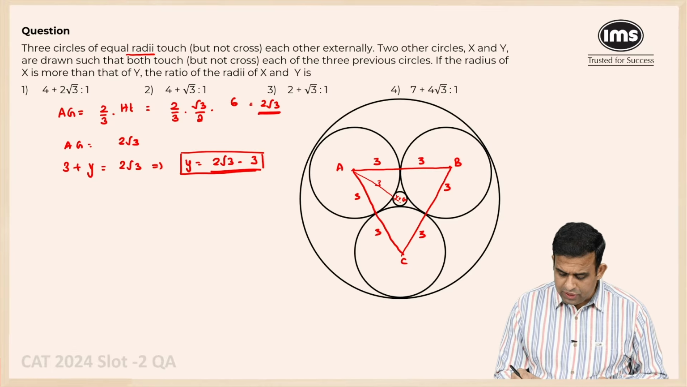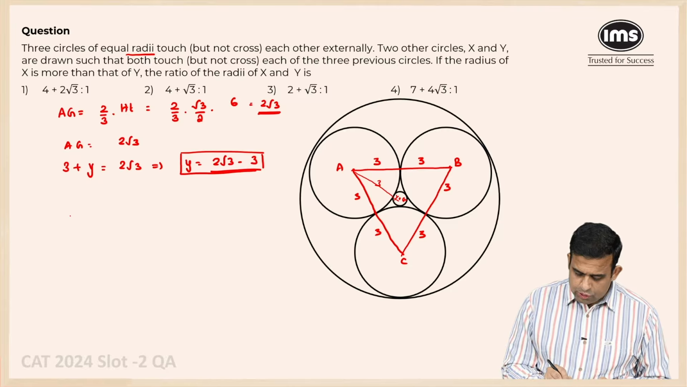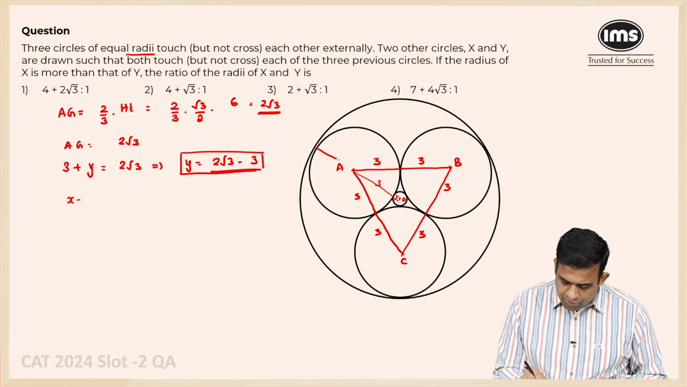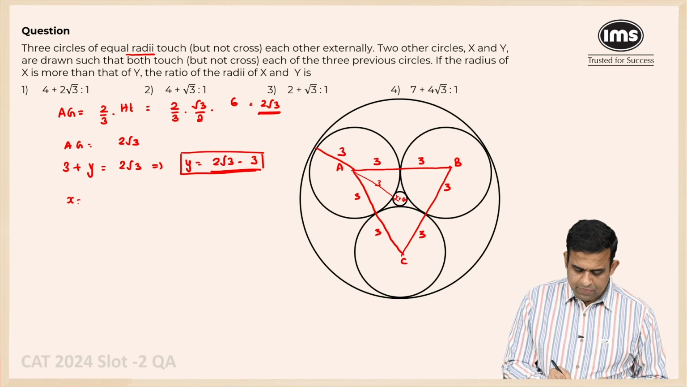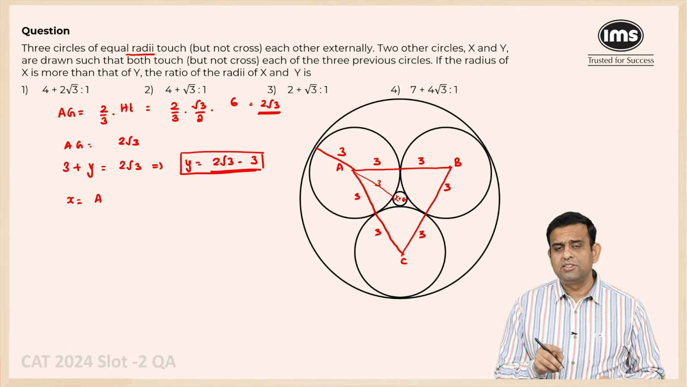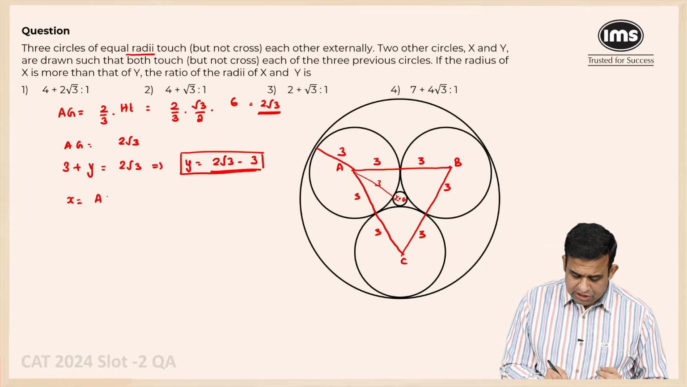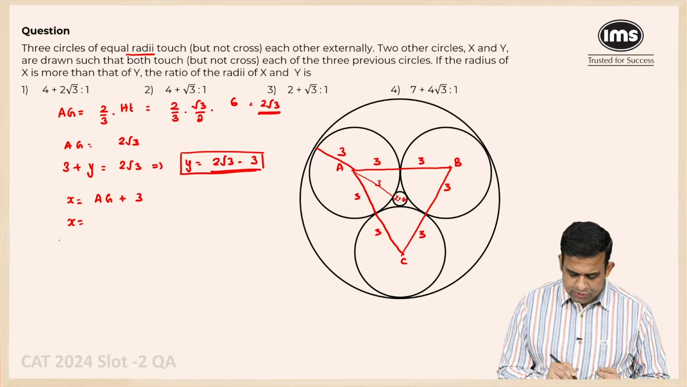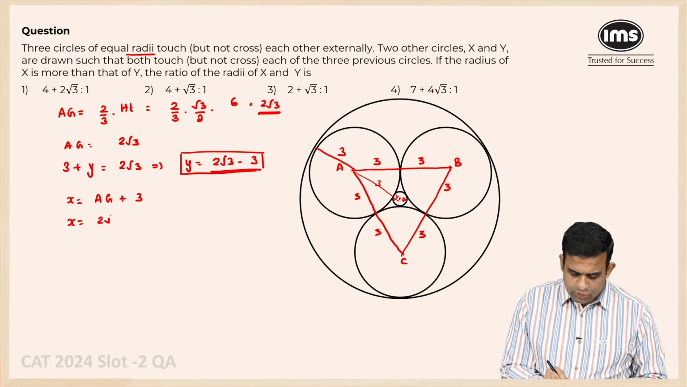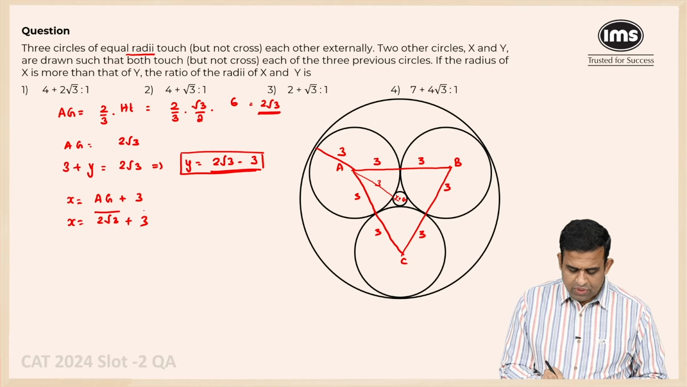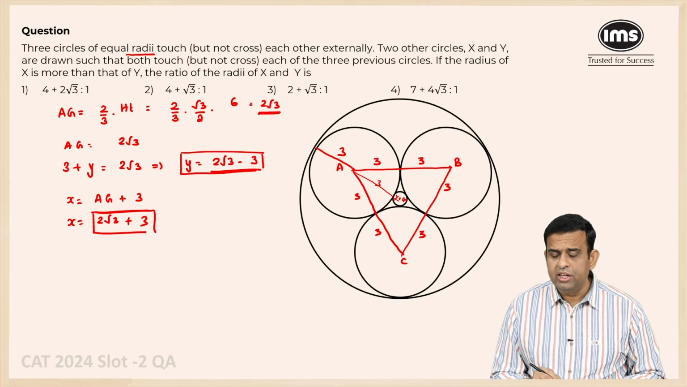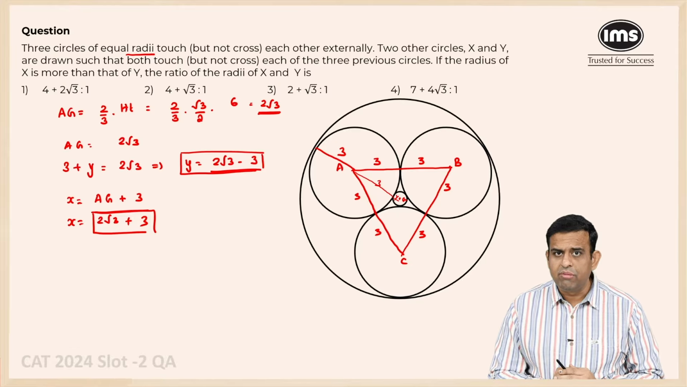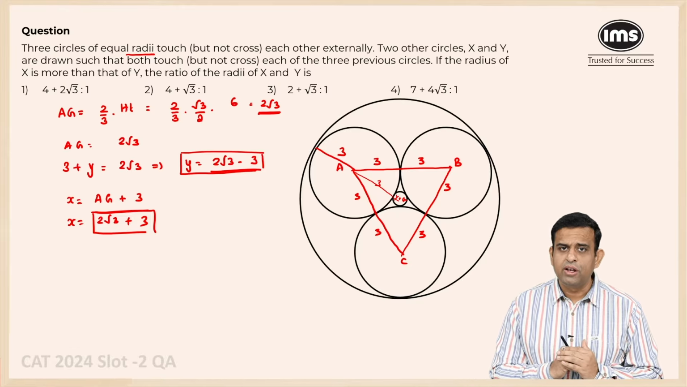In that particular case, one can say that the bigger one, which is the radius x, would be equal to AG plus 3. The bigger circle's radius x is going to be nothing but AG plus 3. So AG is equal to 2 root 3 plus 3. So we found the radius of the bigger circle as 2 root 3 plus 3, and the radius of the smaller circle as 2 root 3 minus 3.